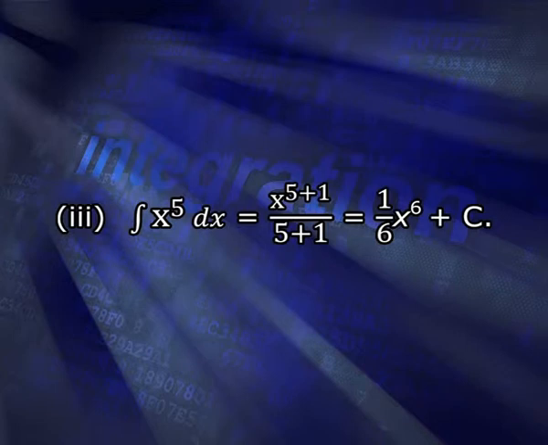Third, integration of x to the power 5 dx is equal to x to the power 5 plus 1 by 5 plus 1, which is equal to 1 by 6 times x to the power 6 plus c.